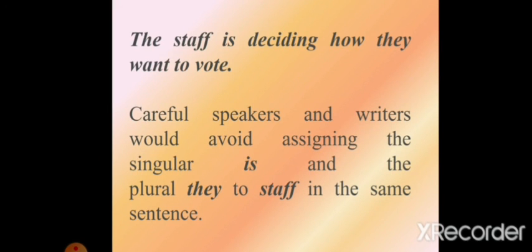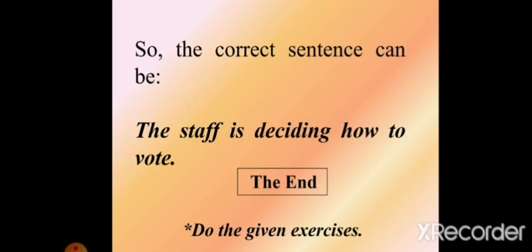If you say the staff is deciding how it wants to vote, that would be correct. But how they want to vote. Careful speakers and writers would avoid assigning the singular is and the plural they to staff in the same sentence. So is and they are against each other. They do not agree. So that's why you have to be careful. So the correct sentence can be the staff is deciding how to vote. You can say that, how to vote, and avoid all controversy. Or the staff is deciding how it can vote. So that is also singular.